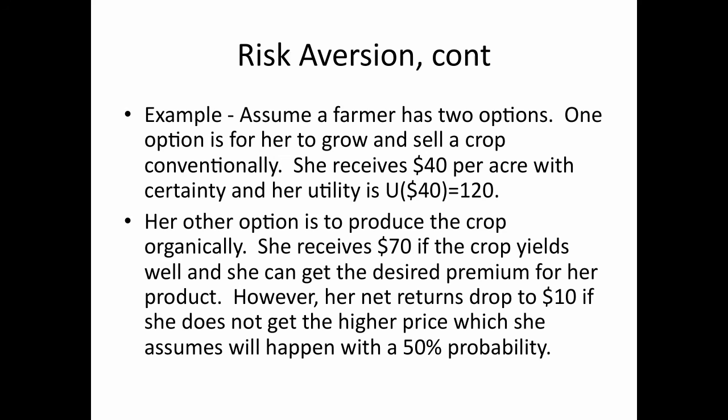Her other option is to produce the crop organically. If she chooses to produce the crop organically, she receives $70 per acre if the crop yields well, and she can get the desired premium for her product as well. However, her net returns drop to $10 if she does not get the higher price, which she assumes will happen with a 50% probability. So what the decision maker has to do is decide whether or not to continue producing conventionally or to switch over to organic production, recognizing that the risk is associated with the premium that you might receive in the marketplace.